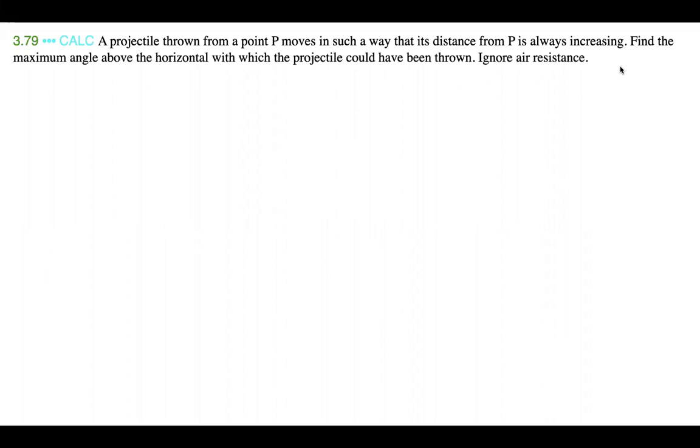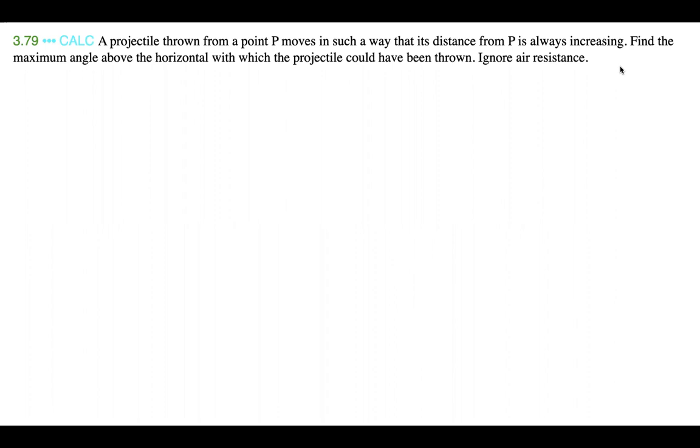So let's get started on this question. A projectile thrown from a point P moves in such a way that its distance from P is always increasing. Find the maximum angle above the horizontal with which the projectile could have been thrown. Ignore air resistance. So to understand this problem a little bit better, we can get started with a diagram.